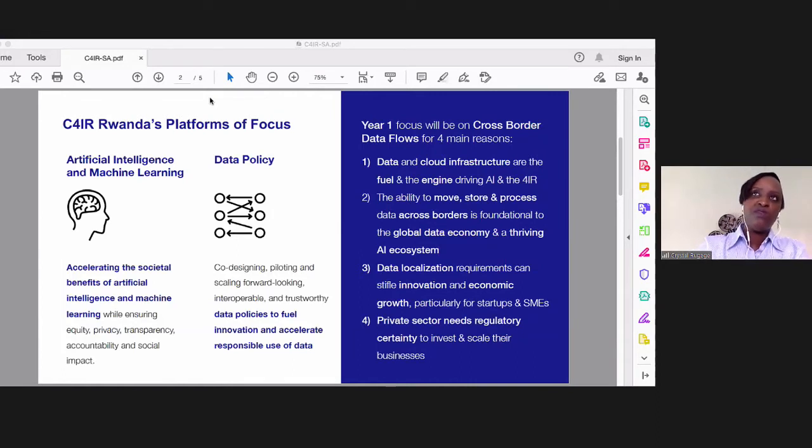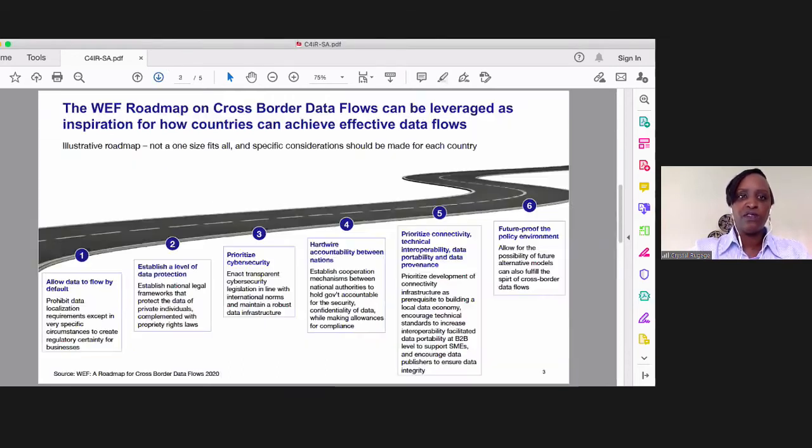As a country, we've been trying to position ourselves as a proof of concept hub for technology innovation and attract investment. And we've also recognized that the private sector needs that regulatory certainty to be able to invest and scale their businesses. So that's really the story behind why we've decided to prioritize cross-border data flows.